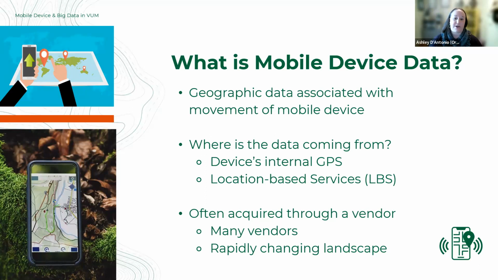Location-based services, on the other hand, use cell towers, cell signal, and Wi-Fi to determine location. So location-based services really work best when there's good cell coverage. They can work if there's not cell service, but it's best when there is cell coverage.